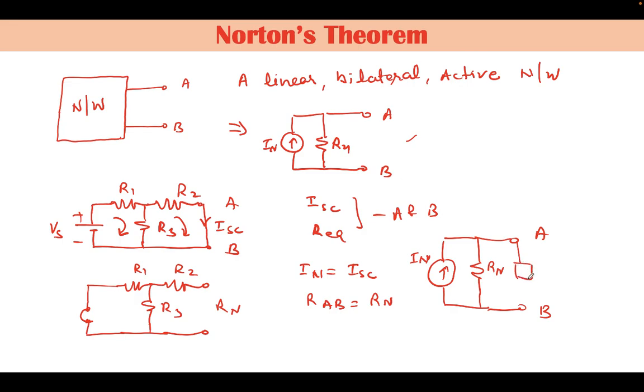To find out current and voltage in any load RL, that can be calculated using the current division rule. IL is equal to total current multiplied by opposite resistance divided by sum of resistance, Rn plus RL. Now knowing the value of IL, we can calculate VL, which is equal to IL into RL.